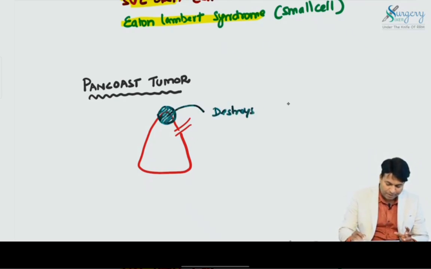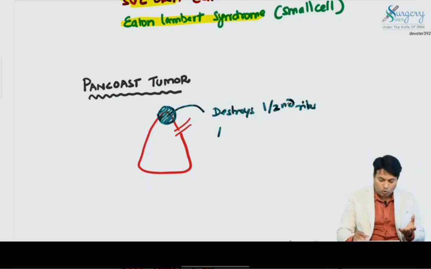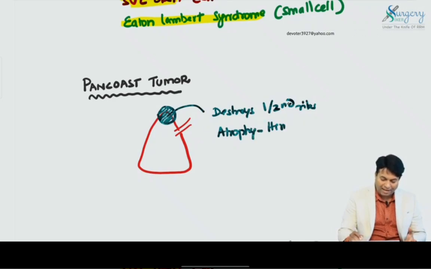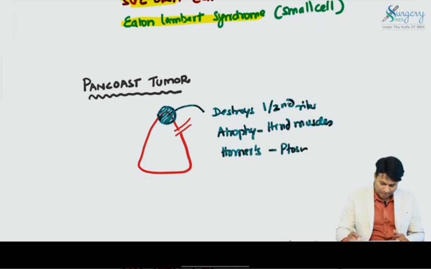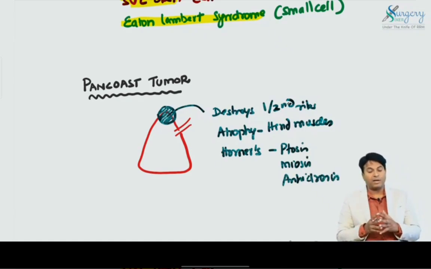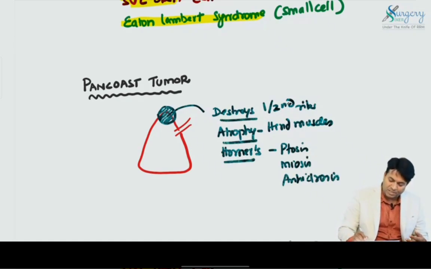It destroys the first and second ribs. It causes atrophy of hand muscles, and it causes Horner's syndrome. What is Horner's syndrome? That is ptosis, miosis, and anhidrosis. Horner's syndrome happens, atrophy happens, destruction of the first and second ribs happens.